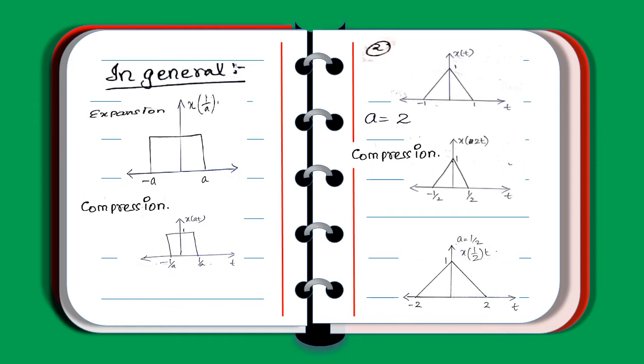Now regarding the expanded version, we can have x of t by 2. The limits are expanded to minus 2 to plus 2 from minus 1 to plus 1. Amplitude remains the same. Now it is very easy to draw the compression and expansion of any given signal.